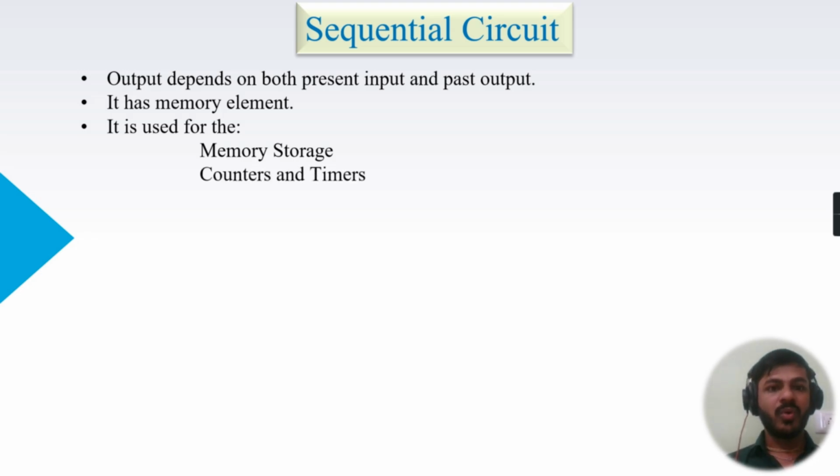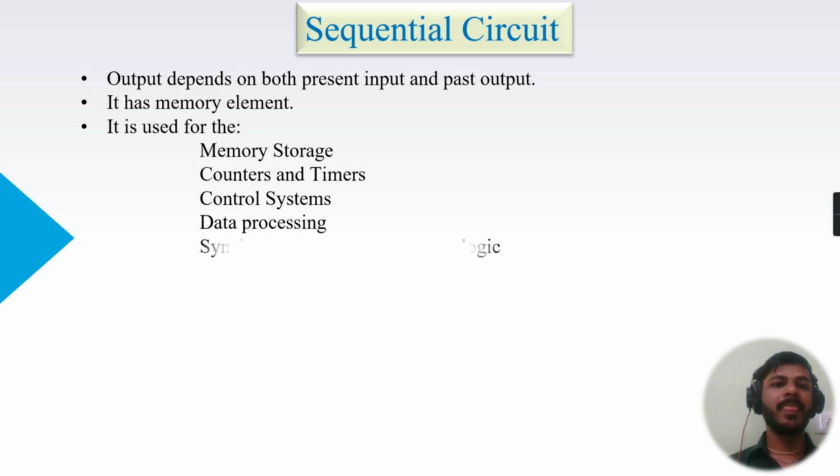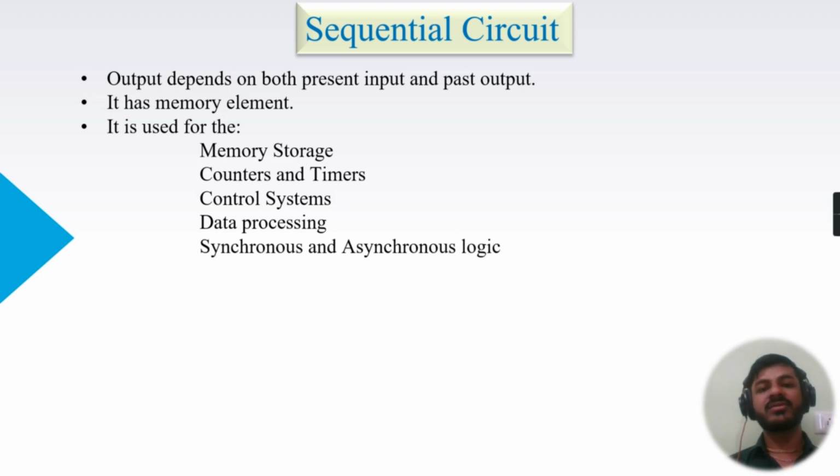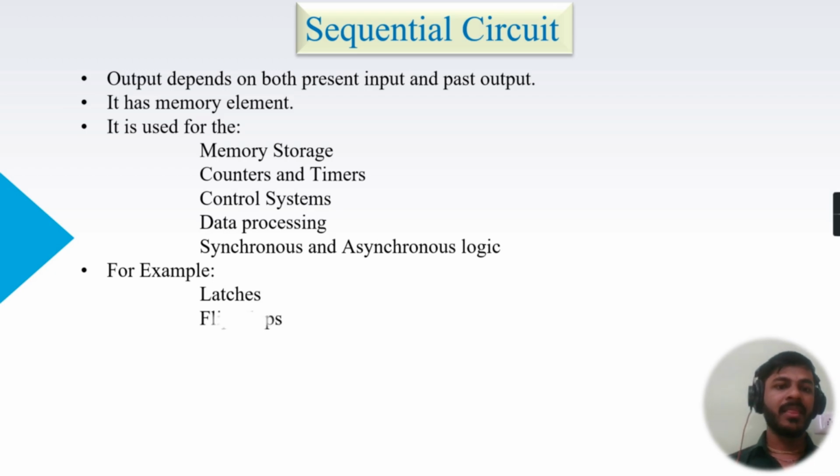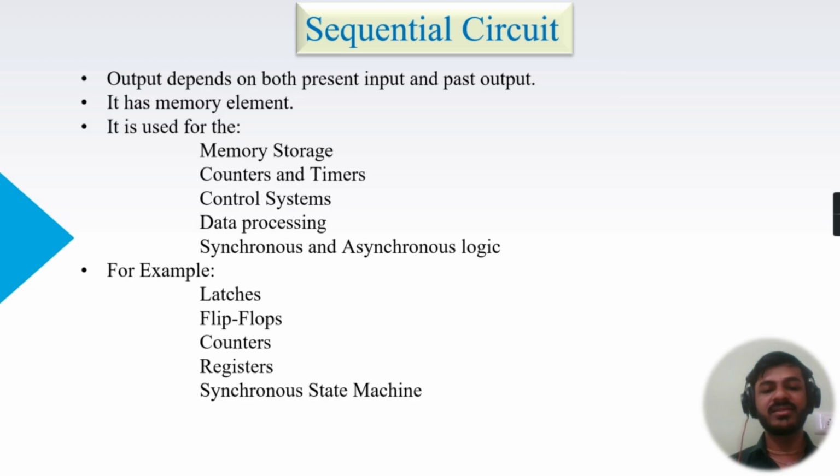Also, it is used for counters and timers, such as up counters, down counters. Also, it is used for control systems such as state machines, Moore machine, Mealy machine. Also, it is used for data processing, and for synchronous and asynchronous logic. For examples, latches such as SR latch, D latch, T latch. Flip-flops such as D flip-flop, T flip-flop, SR flip-flop, JK flip-flop. Counters, we know that up counters, down counters, ring counters. These are the examples of sequential circuits.